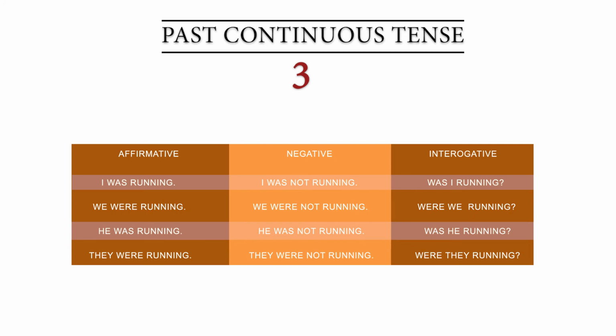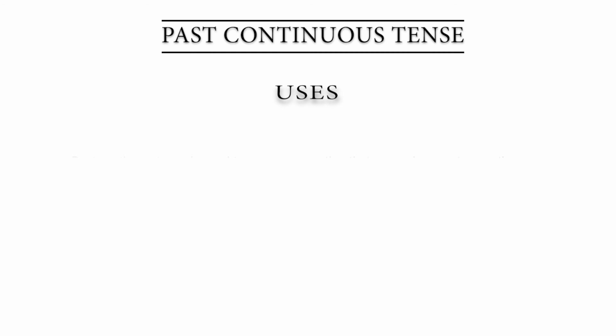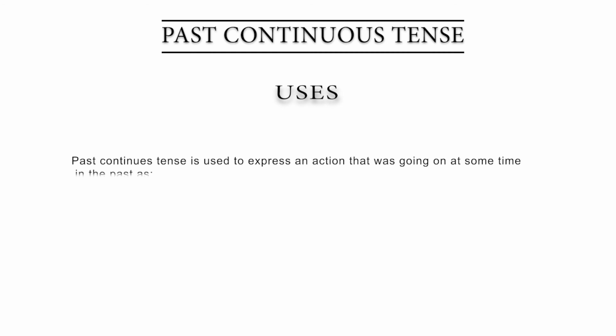In interrogative: Was I running? Were we running? Was he running? Were they running? Uses of the past continuous tense: it is used to express an action that was going on at some time in the past, as in: the boys were flying kites. He was reading when I called on him.